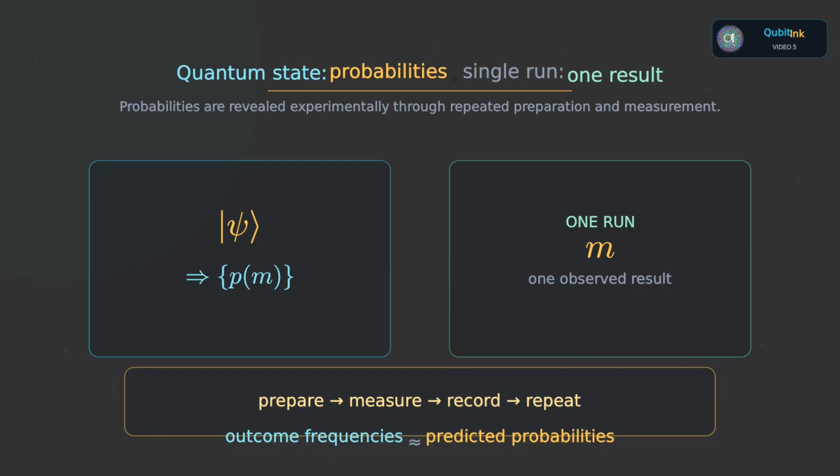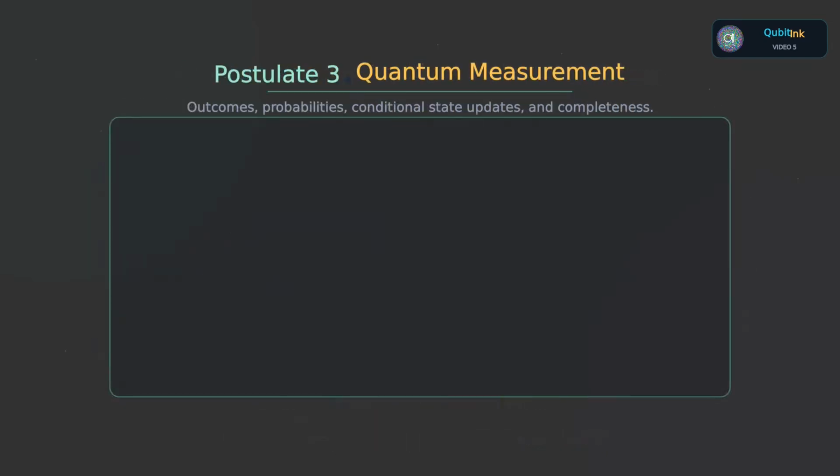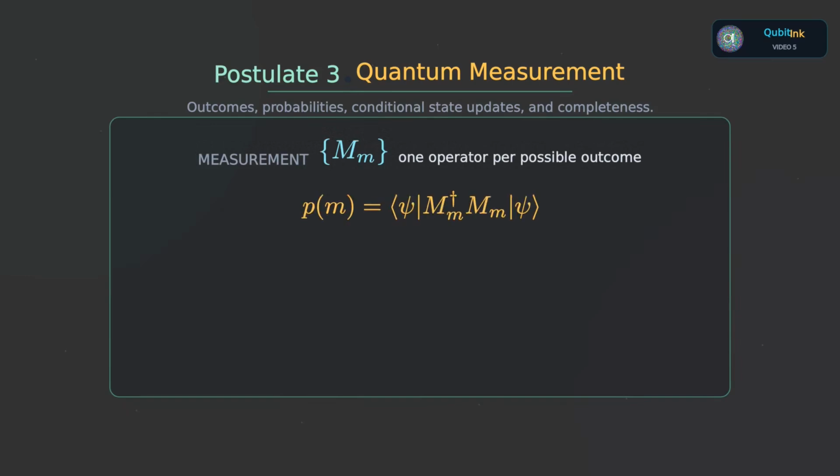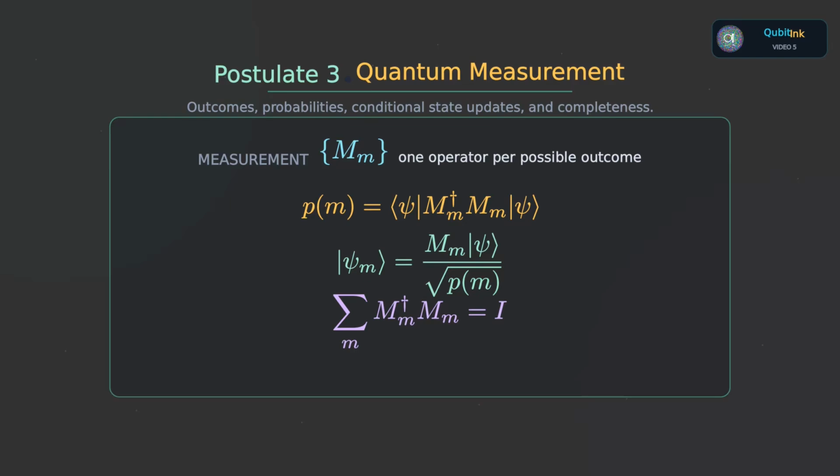Now we can summarize postulate 3. A measurement is specified by a collection of measurement operators, one for each possible outcome. For a state immediately before measurement, the squared norm of the corresponding measurement branch gives the probability of that outcome. After outcome m occurs, the state becomes the normalized version of that selected branch. And the completeness relation ensures that the probabilities of all possible outcomes add to 1.